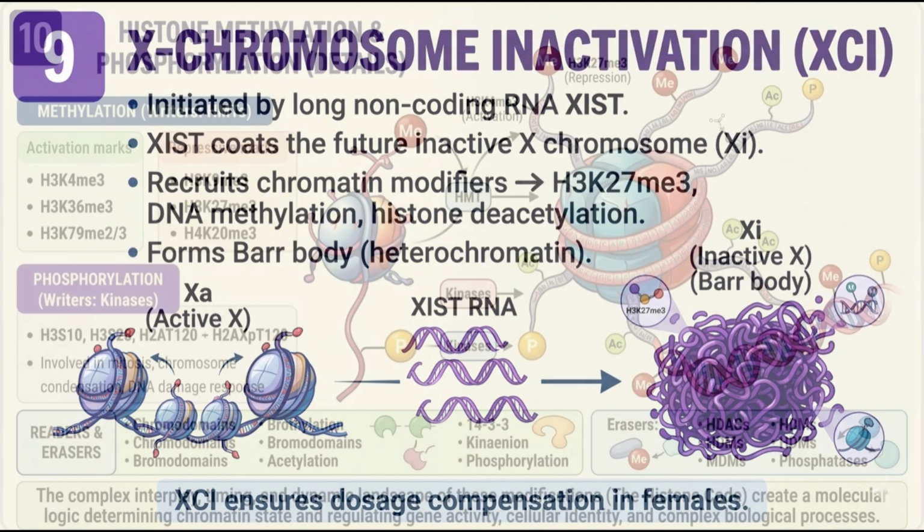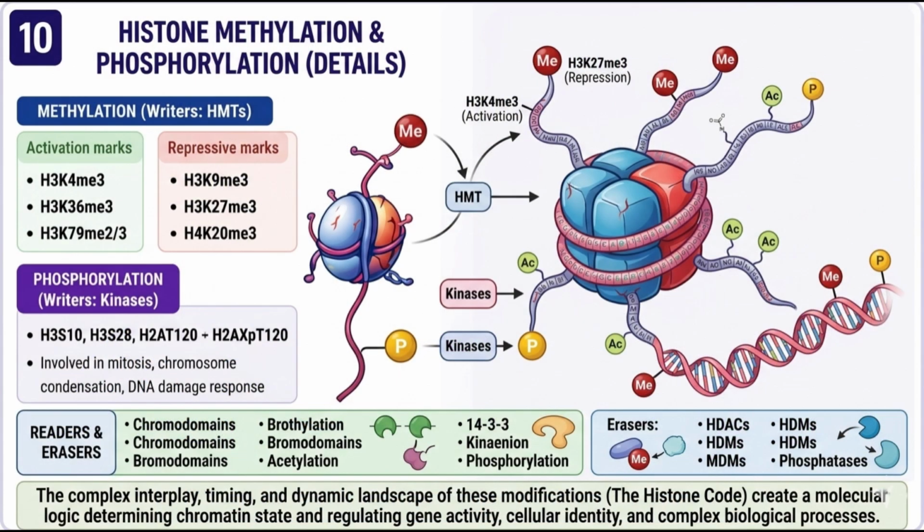Histone methylation and phosphorylation. Histone methylation occurs mainly on lysine and arginine residues. Some methylation marks are associated with active chromatin, such as H3K4 trimethylation and H3K36 trimethylation. Other marks like H3K9 trimethylation and H3K27 trimethylation are linked with transcriptional repression and heterochromatin formation.